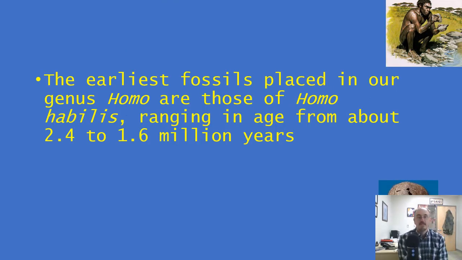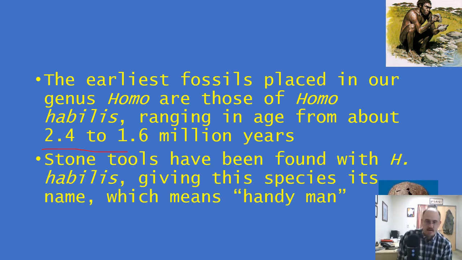The earliest fossils placed in our genus, Homo, are those of Homo habilis, and that's around 2.4 to 1.6 million years ago. So that's our genus, Homo, meaning same or us, basically, or man. And stone tools have been found with Homo habilis, and so its name really means handyman if you translate the Latin, because it was one of the earliest tool makers that we know of.